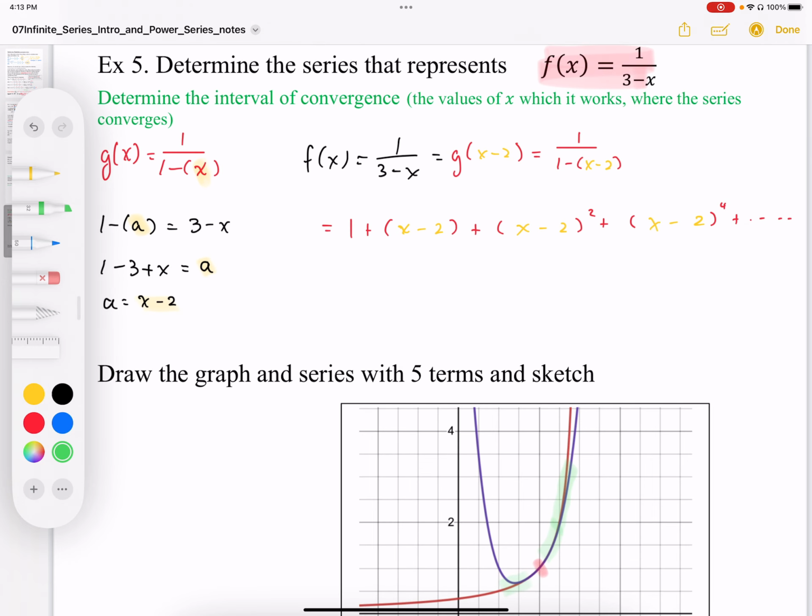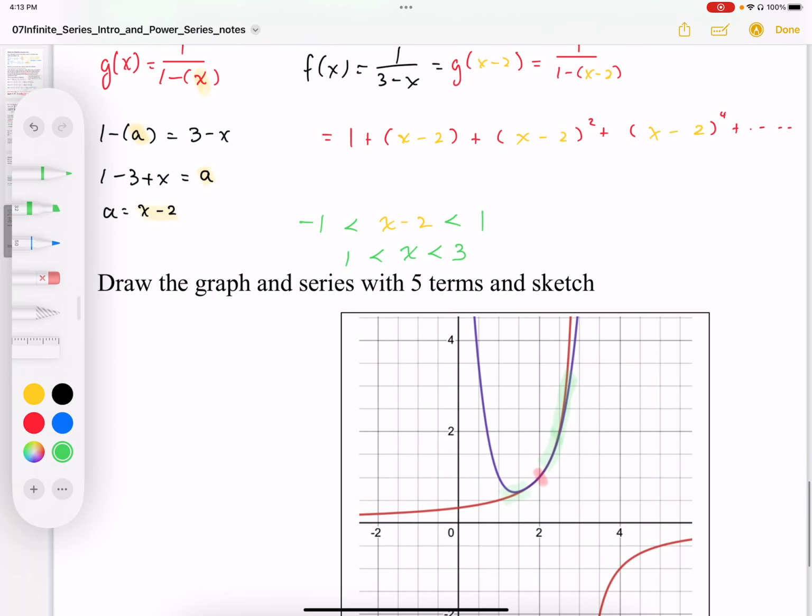That series is going to converge when the x minus 2, that's the term that is going to be the base of the function, is going to be between negative 1 and 1. And if I solve for x, I'm going to add 2 to both sides. We can see that that's how we get our interval of convergence between 1 and 3.